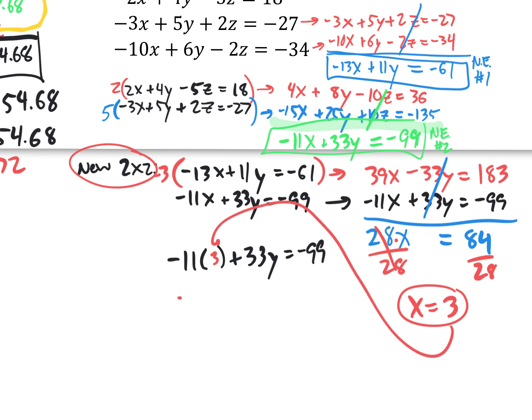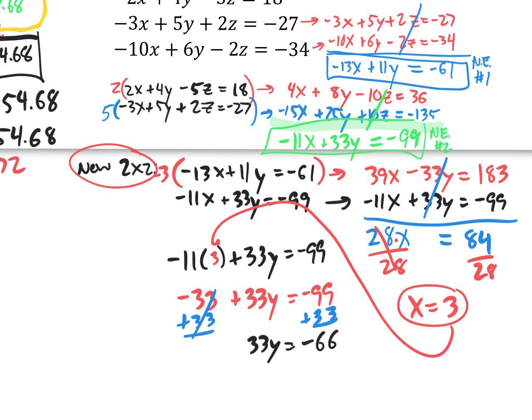So you're going to end up with a negative 33 plus 33y equals negative 99. So you're going to add 33, add 33. You're going to end up with 33y equals negative 66. Then you're going to divide by 33, divide by 33, and you will get y equals negative 2. Okay, so we have x being 3, y being negative 2.